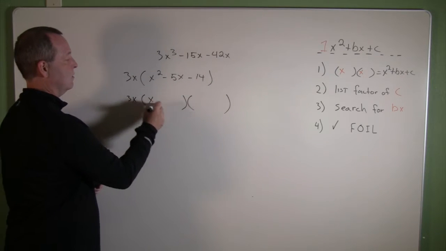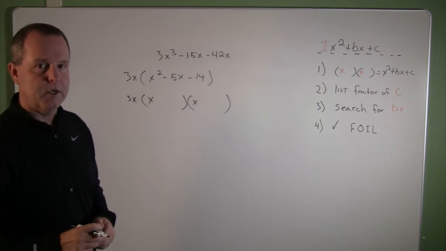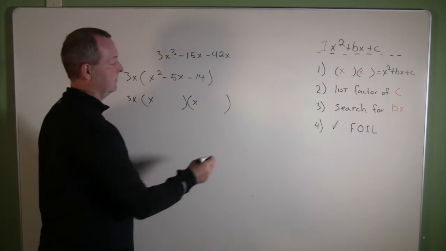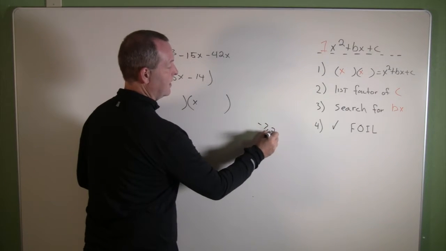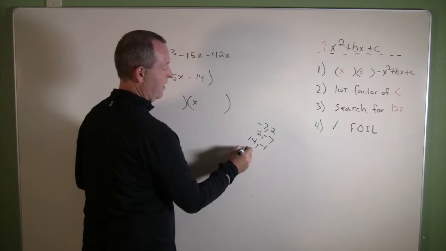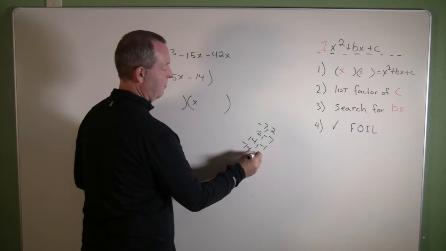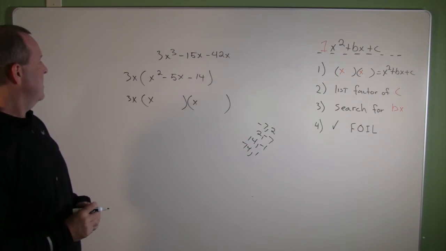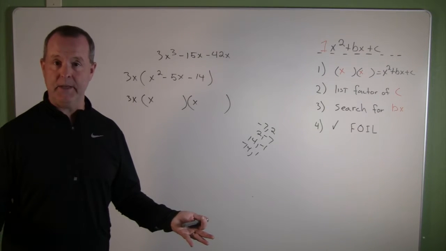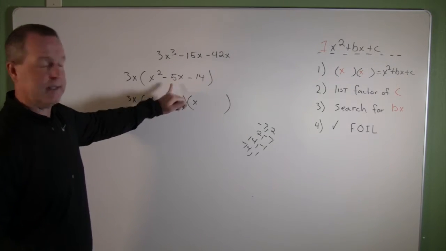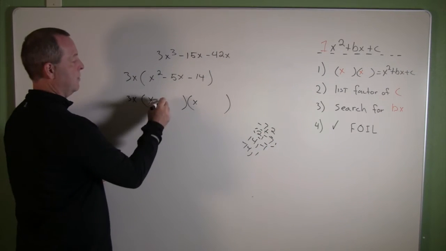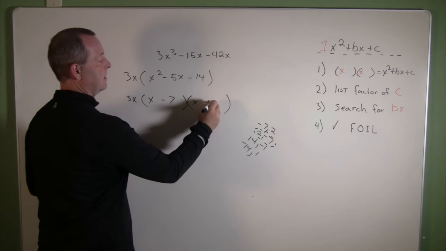I can put x's in those first two spaces. No difference here. Look for all the factors that make a negative 14. Negative 7 and a positive 2, 2 and a negative 7, 14 and negative 1, negative 14 and a positive 1. Did I miss any? I do not believe I missed any. Out of those four possibilities, which one produces a negative 5x? So I can put a negative 7 and a positive 2.